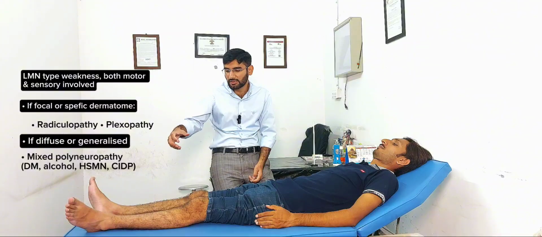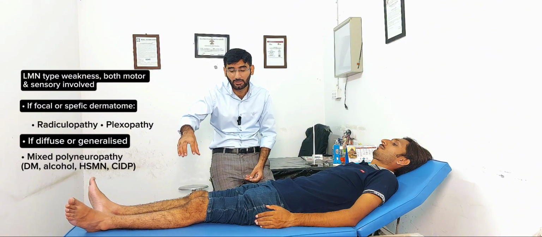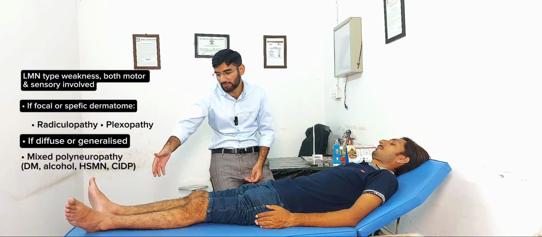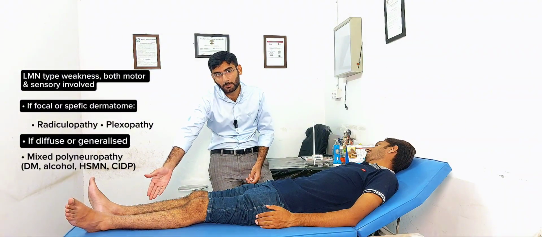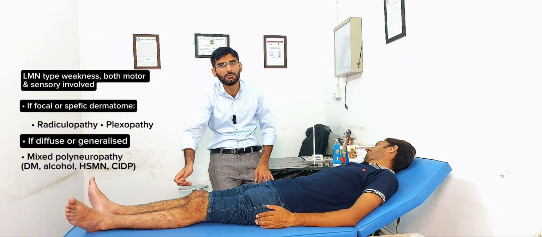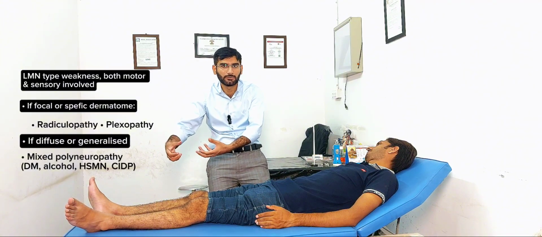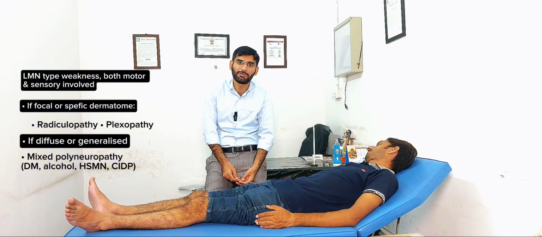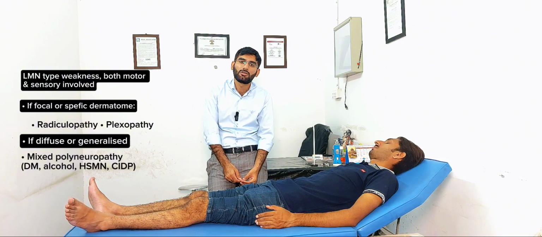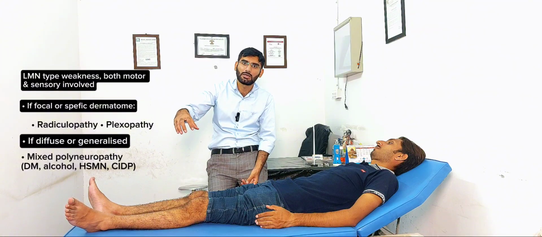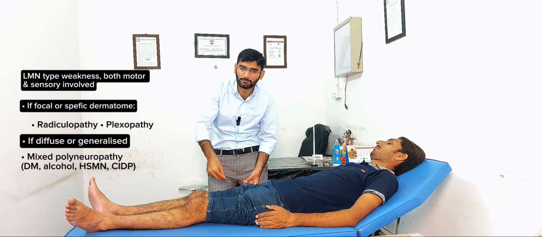As I have already mentioned, the sensations are impaired in the form of stocking pattern, not in any specific dermatomal fashion. Like if it was impaired only in the L5 area, then it would have been a dermatomal pattern, not generalized impairment of sensations. So it fits more with mixed polyneuropathy rather than either plexopathy or radiculopathy, right?